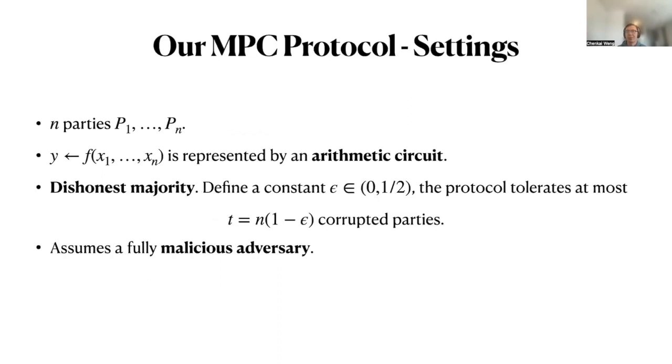We designed an MPC protocol in the following settings. We assume n parties P1 to Pn, and this function f is represented by an arithmetic circuit with addition gates and multiplication gates. We assume dishonest majority. Specifically, we define a constant epsilon, which lies between 0 and 1/2. Our protocol can tolerate at most t equals n multiplied by 1 minus epsilon corrupted parties. So this epsilon is the percentage of the honest parties among these n parties. And we assume a fully malicious adversary who can control at most t parties, and our work is actively secure.